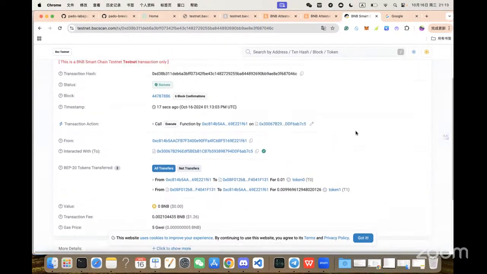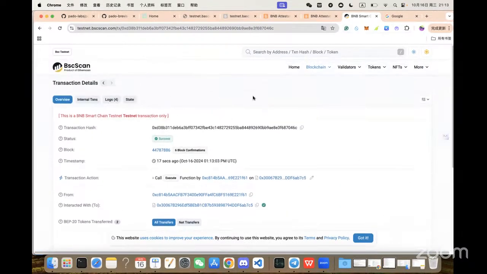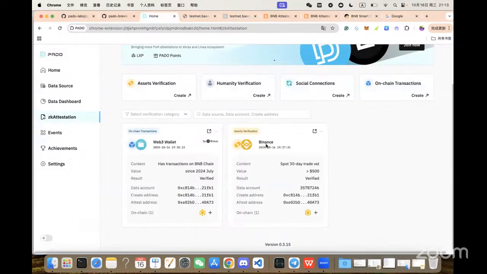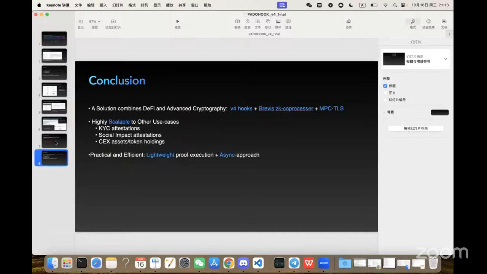So the only difference is I have the attestation for this address C8. But for the other one, I don't have an attestation which has been created. So this is pretty much about the code. And okay, some conclusion here.